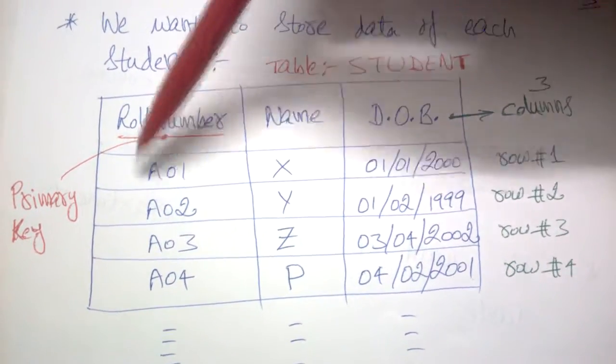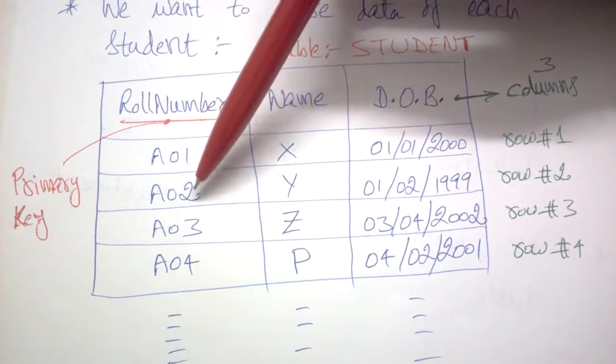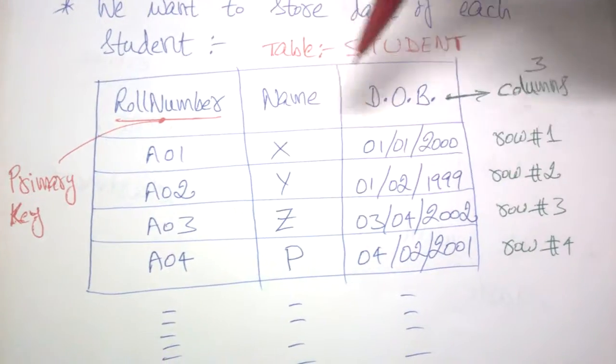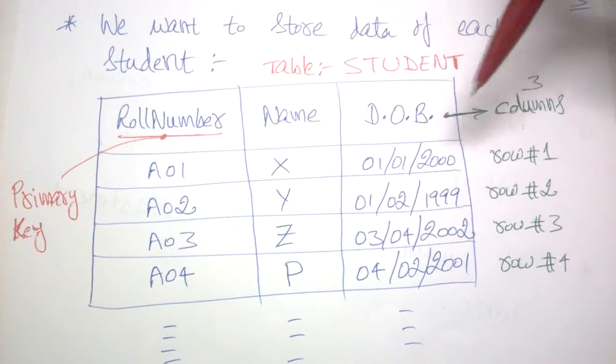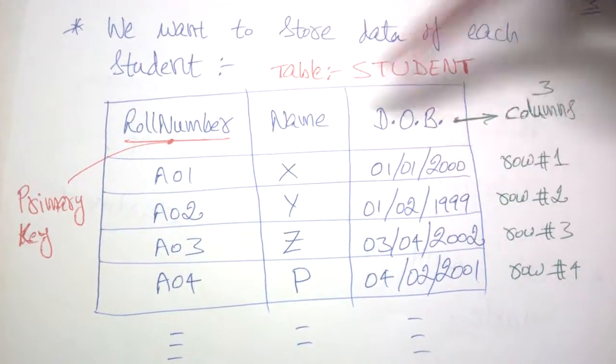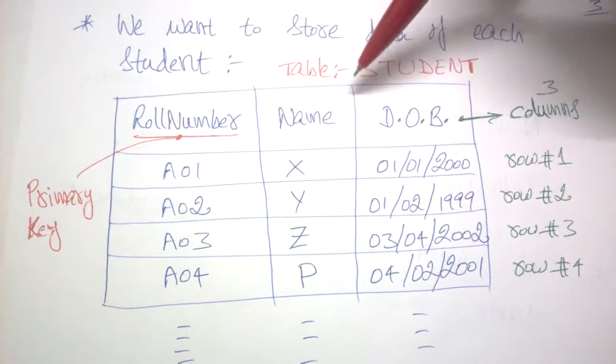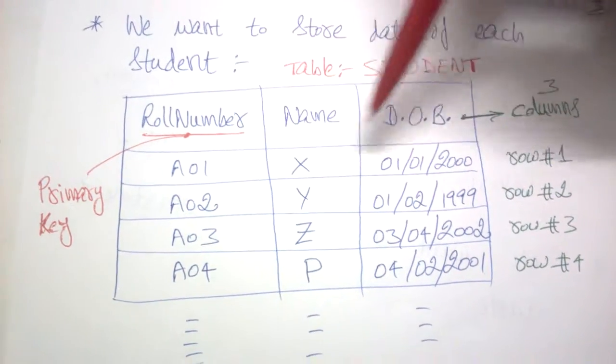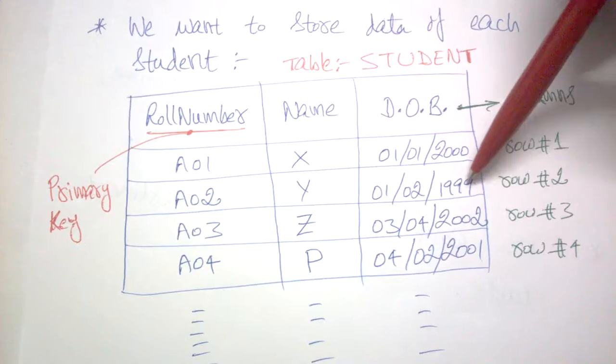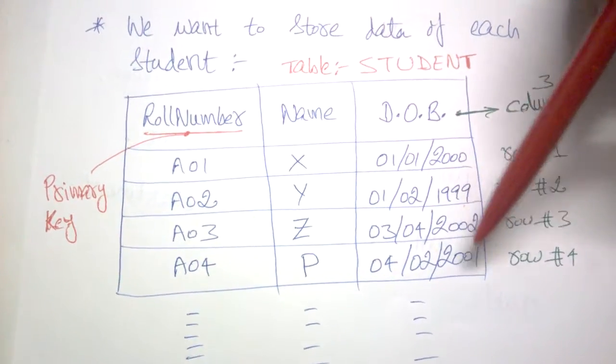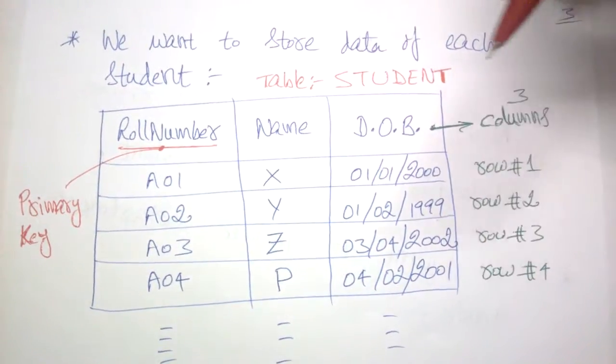So now this is how we store information. This is student number 1, student number 2, 3, 4, and their names and their date of birth have been stored. So this is called a table. In database terminology, it's called a table, and these three are called columns, and these are called rows. The individual rows or records are called rows.